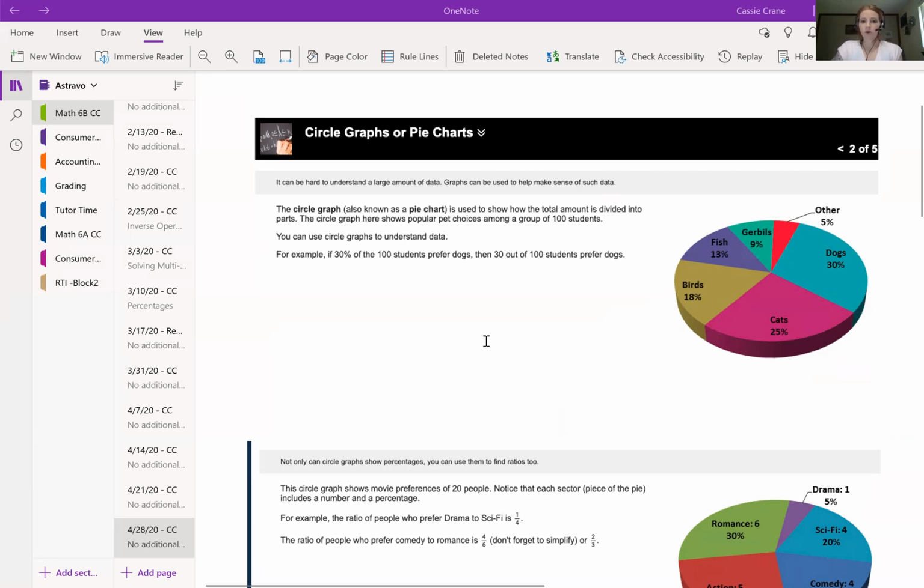A circle graph or a pie chart is used to show how the total amount of something is divided into parts. So we can separate it into different sections out of the whole.